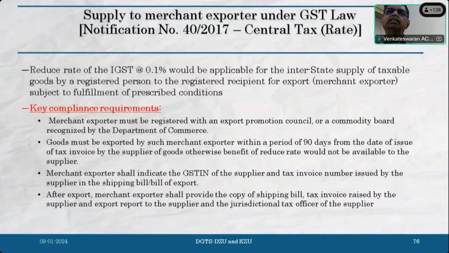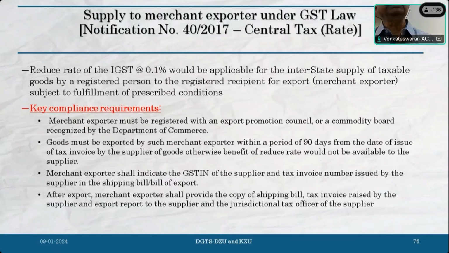Another benefit is given for merchant exporters. You can supply at 0.1% or 0.05% rate of tax. The condition is that the merchant exporter should be registered with the Export Promotion Council. Many times you find he is not. Then goods must be exported within 90 days from the date of clearance. Third, the merchant exporter who purchases goods from you and exports should indicate your GSTN number and your invoice number in Part C of the shipping bill.